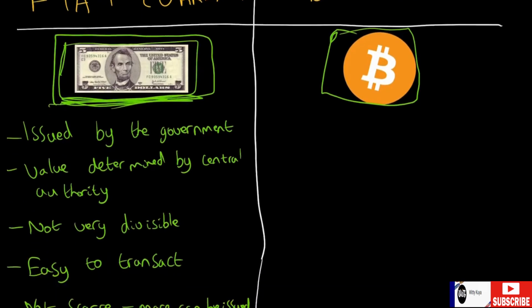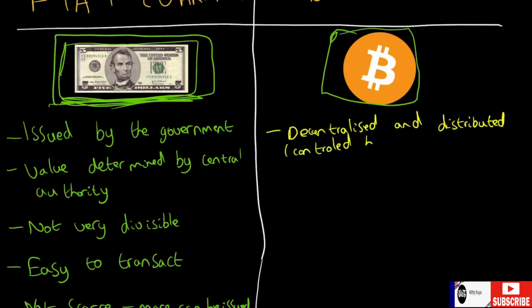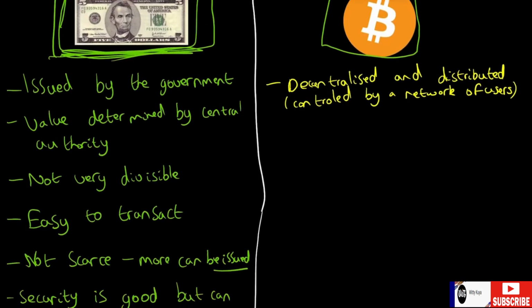What about Bitcoin? So the first thing is it's decentralized and distributed and controlled by a network of users, and not a central authority. I've got separate lessons covering decentralized and distributed and centralized systems, the differences between them, so feel free to check that one out.